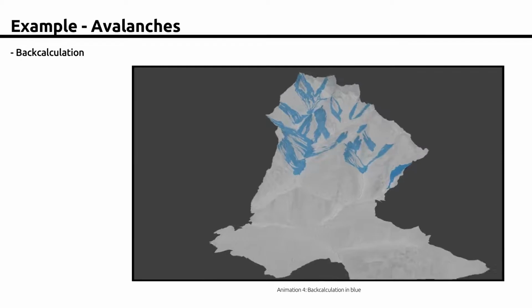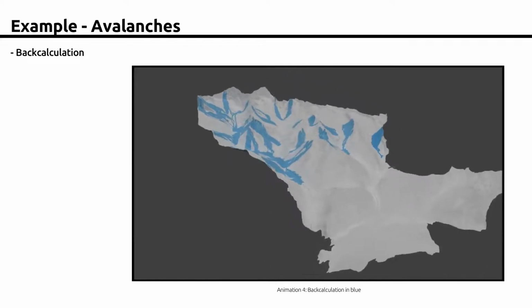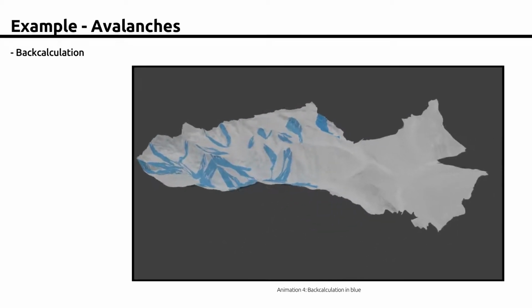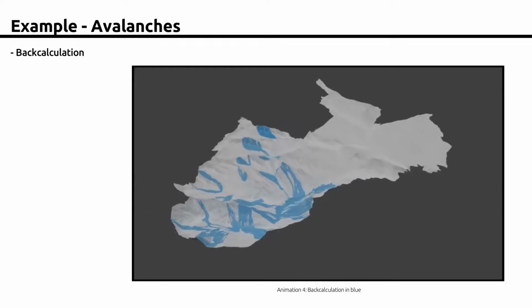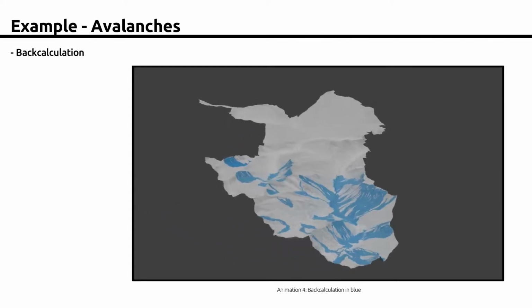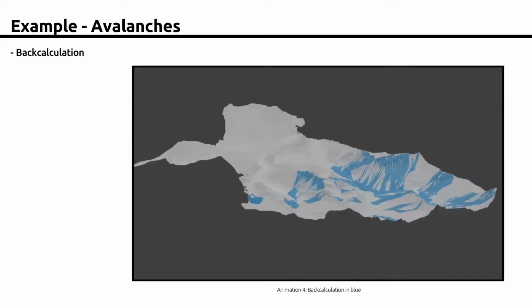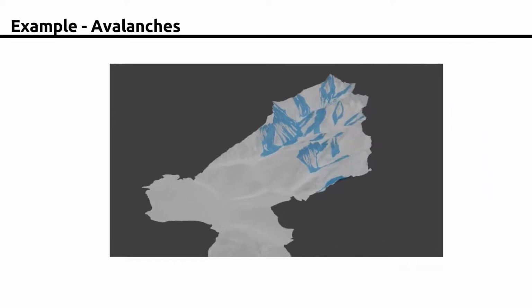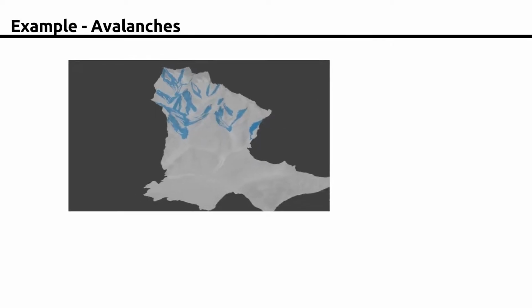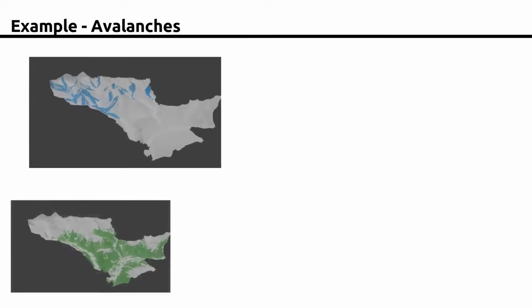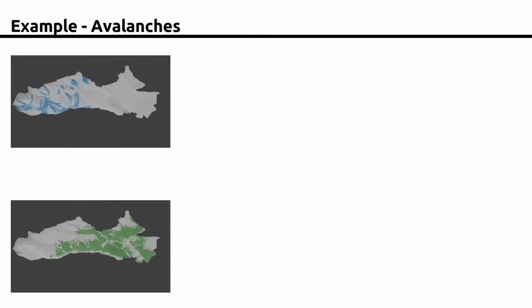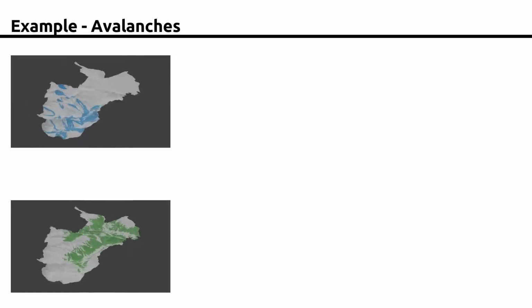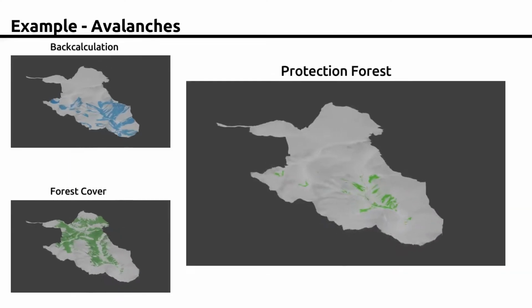How do we identify protection forest? Every time an avalanche hits infrastructure, we calculate the way back to the release pixel and save this as a so-called back calculation. This back calculation includes then the release and the runout to the infrastructure. By overlaying the forest cover with the back calculation, we can identify which forest area has a protective function.